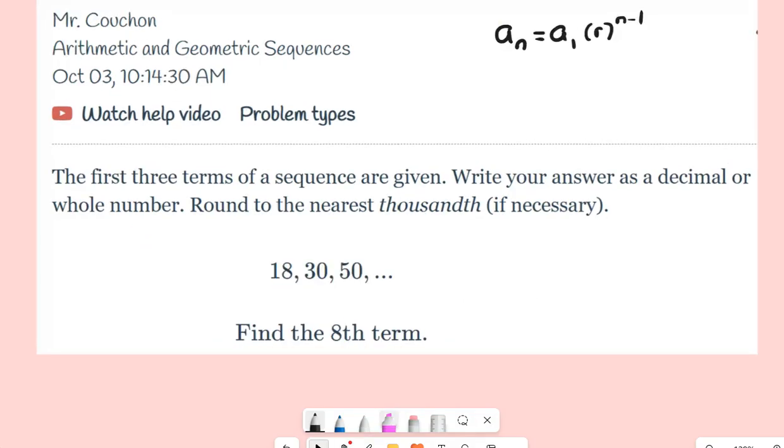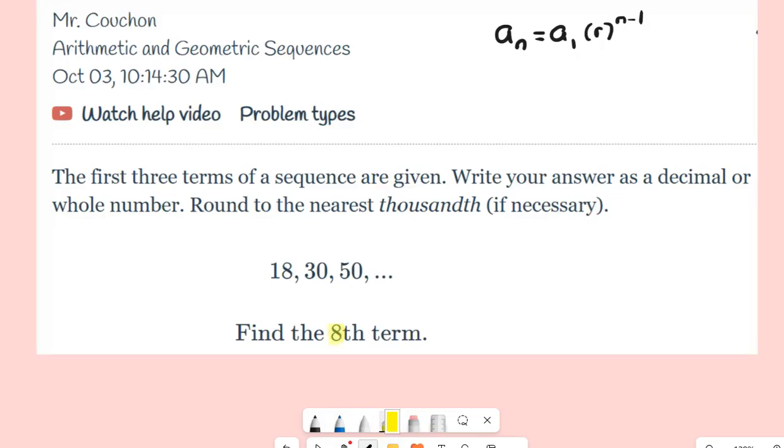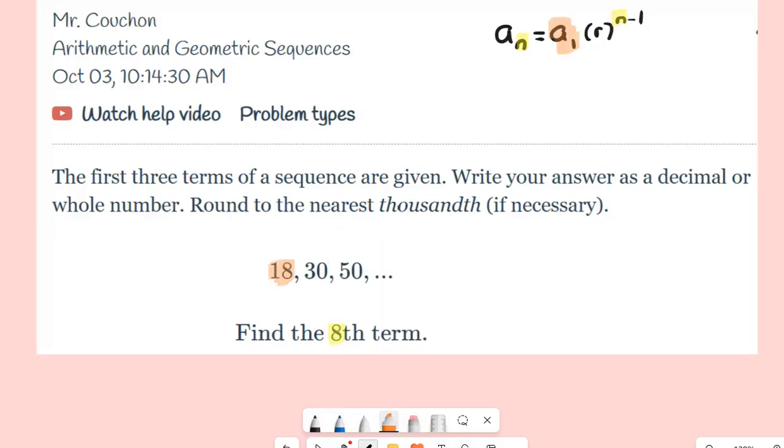Okay, they want us to find the eighth term here. So let's get to work again. We have the nth term right there. That's 8. Put that there. The first term is going to be 18, so that's our a sub 1 value. And then the ratio we'll get by taking a sub 2 and dividing a sub 1. That's going to be 30 divided by 18, which we actually can simplify. 6 goes into both, so that'll be 5/3. So 5/3 again. The ratio is 5/3.